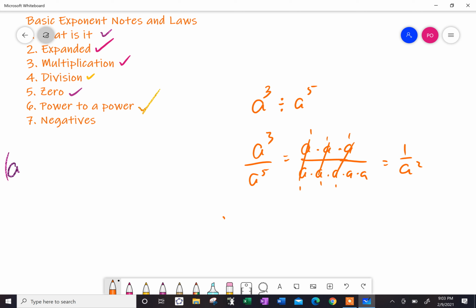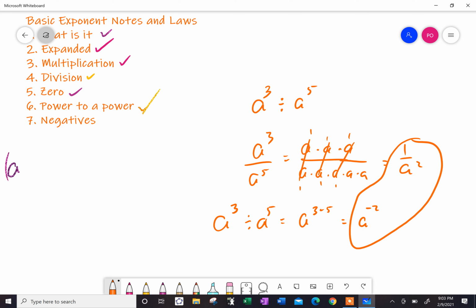But you might say, wait a second, isn't a cubed divided by a to the 5th? Didn't you say that we just subtract these? Well, you do, but look what happens. You end up with a negative exponent. But we just showed that this is equal. So a to the negative 2 is equal to 1 over a to the positive 2. And that's kind of it.